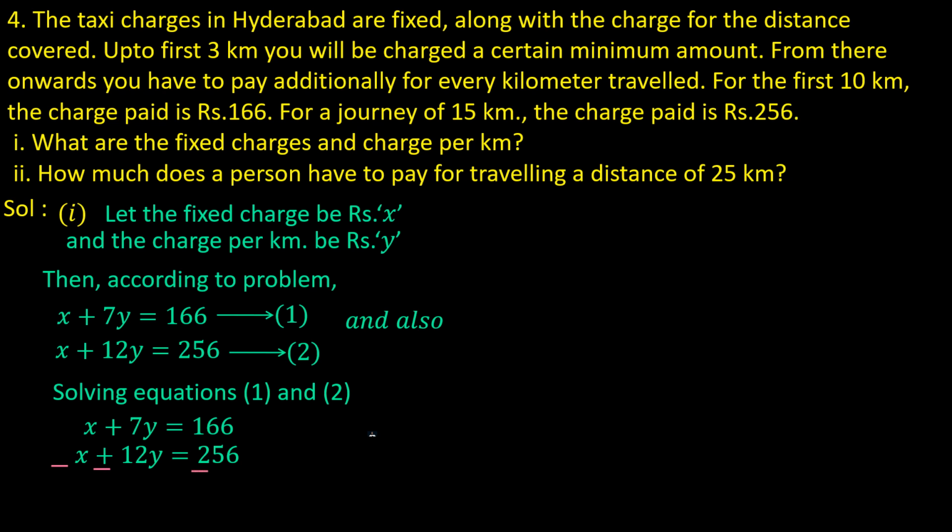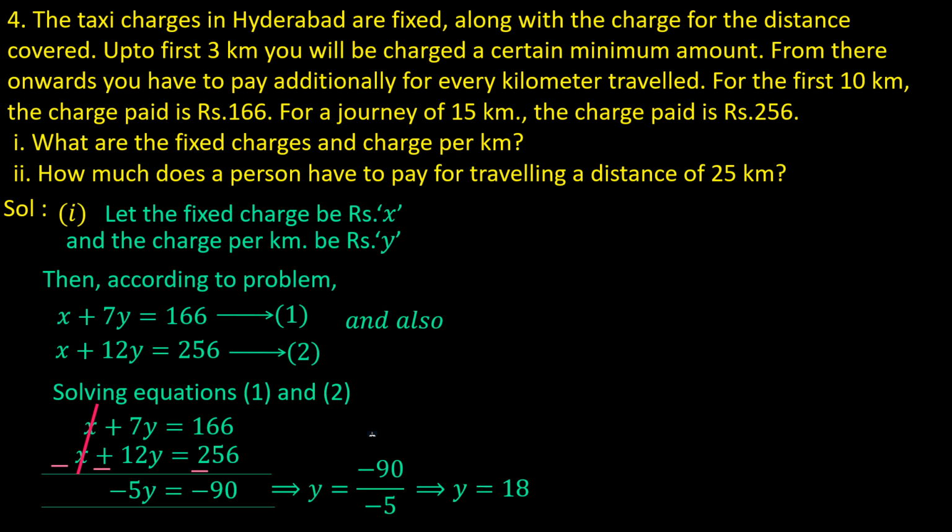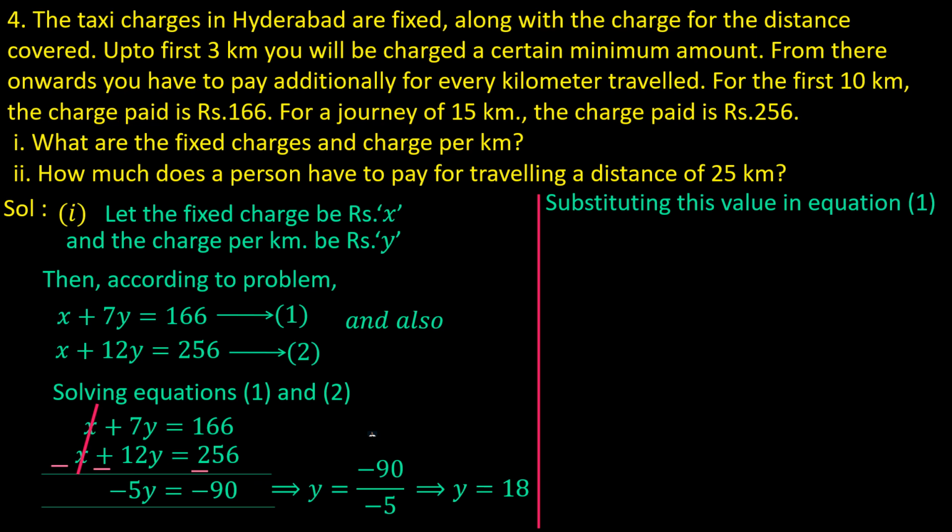While subtracting the equations we have to change the signs in the second equation, and now X minus X will be cancelled, and 7Y minus 12Y is minus 5Y is equal to 166 minus 256 which is minus 90. So minus 5Y is equal to minus 90. From this we can write Y equal to minus 90 by minus 5, which is equal to 18. So we got the value of Y, and now substitute the value of Y in either of equations 1 and 2. I am substituting the value in equation 1.